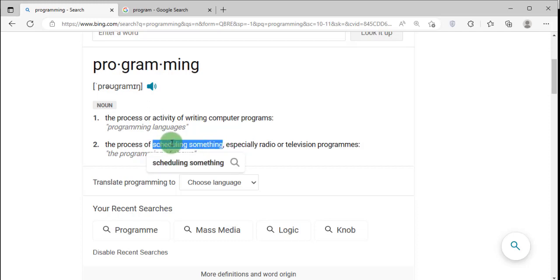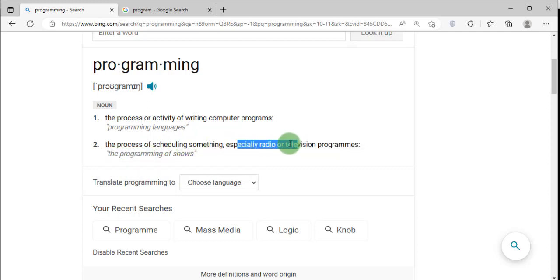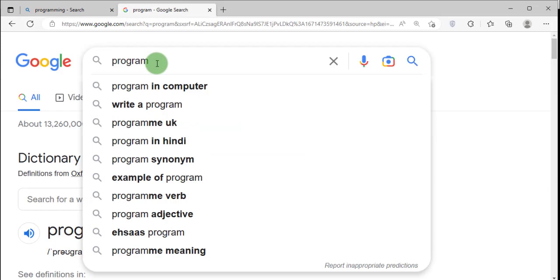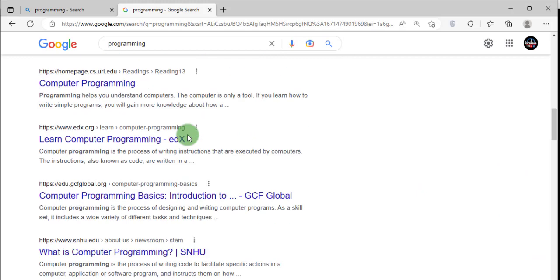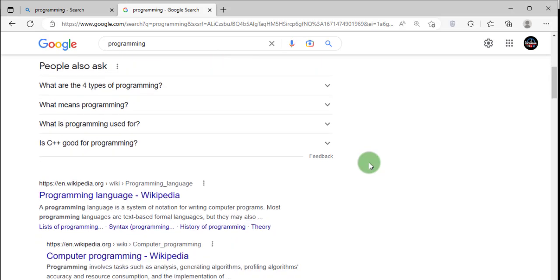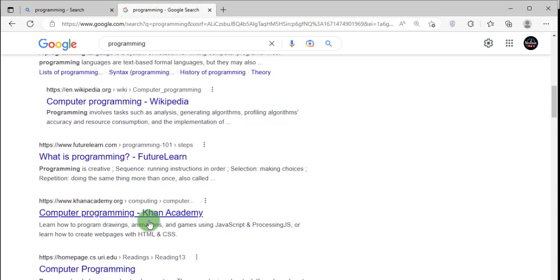Again, we learned in our previous definition of program that we want to put something according to a stated time. And here it is again talking about radio or television programs, or programming of shows. But those are programmings we still do not want to touch. So we have got this word, process. Let's go ask again. We do not have any dictionary here for programming because Google already knows that programming means computer programs or programming languages.